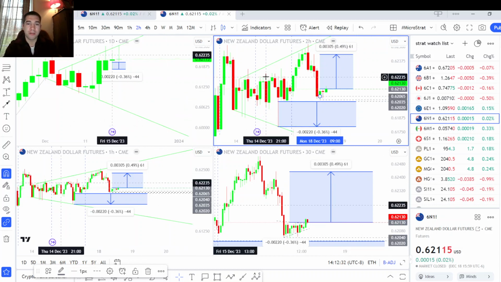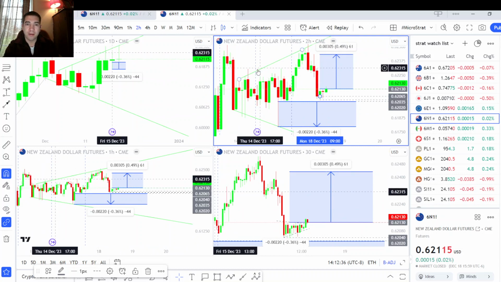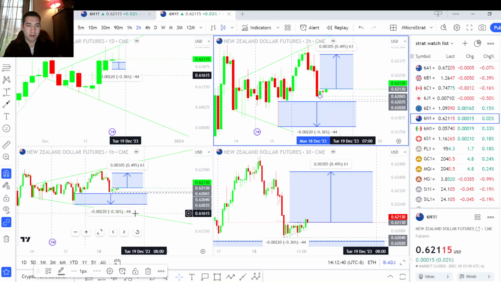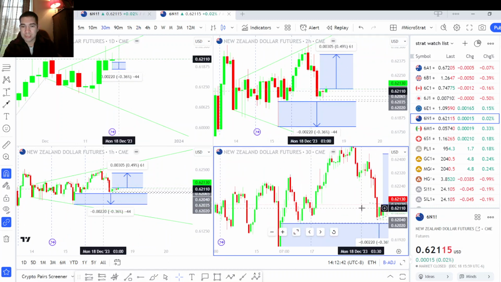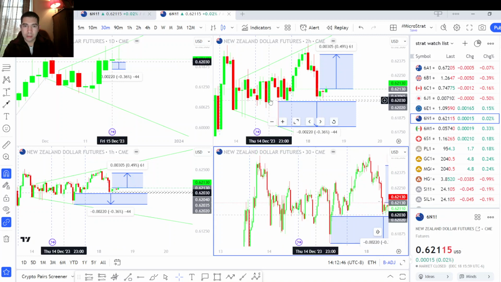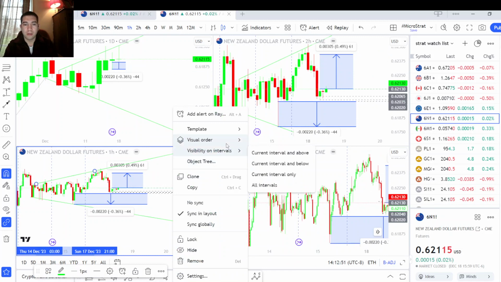But first thing we want to do is, you guys can see these broadening formations that I've drawn right here on the 2-hour chart. It's the same broadening formation that we have here on the 1-hour chart. Let me go ahead and make this visible on the lower time frame.